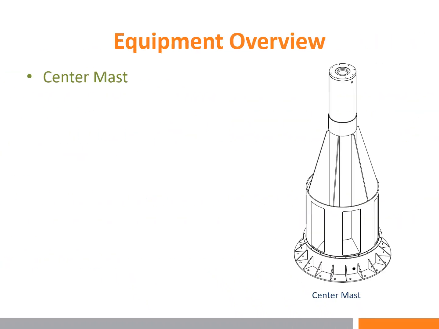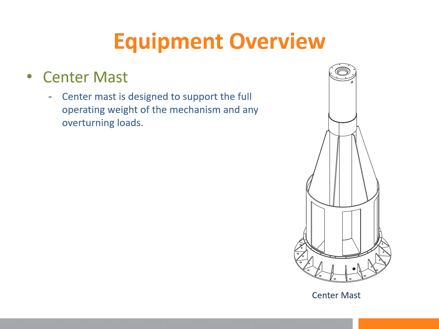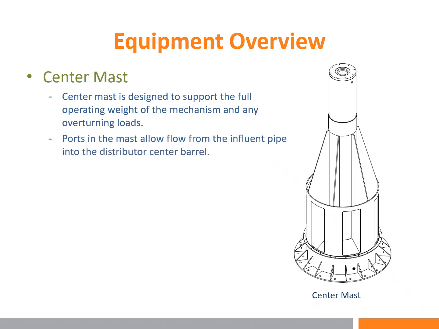The first piece of equipment I would like to discuss is what we call the center mast. The center mast is designed to support the full operating weight of the mechanism and any overturning loads. Ports in the mast allow flow from the influent pipe into the distributor center barrel. So right here you can see around the circumference of the center mast we have these ports, and these are what allow the influent water to enter into the distributor.